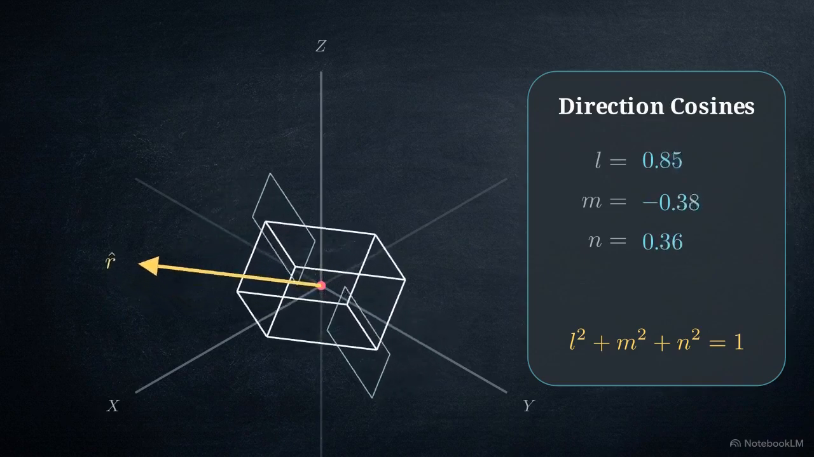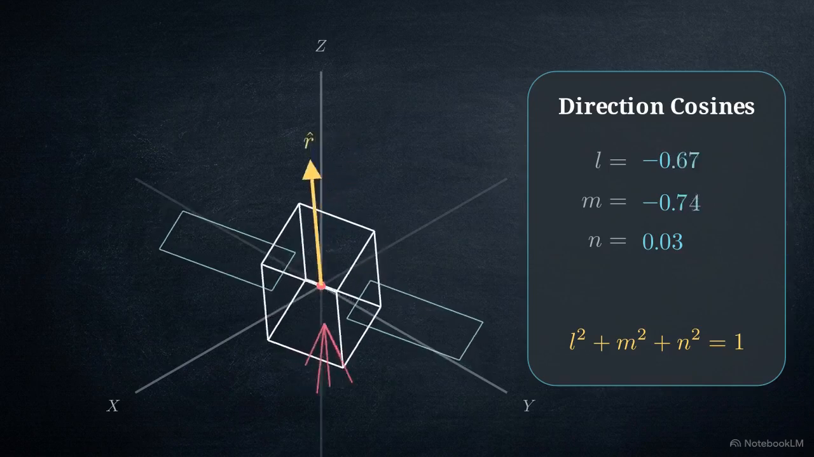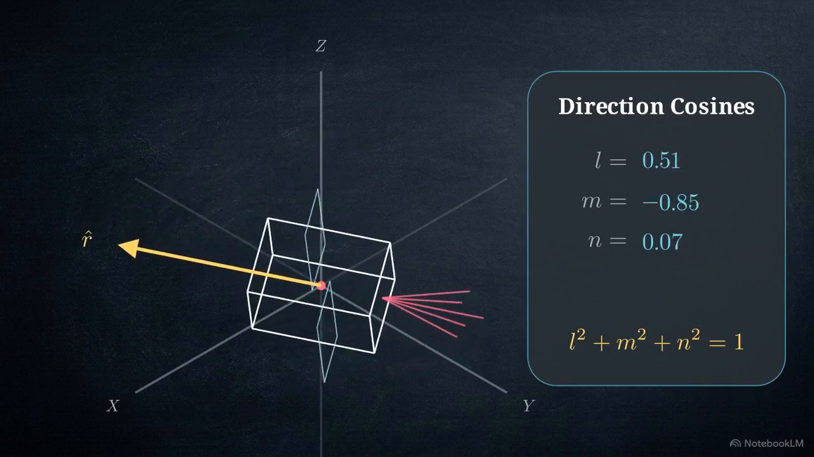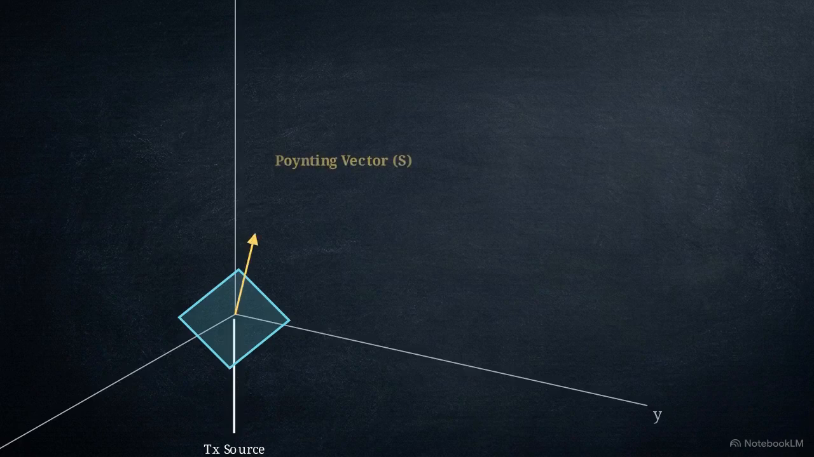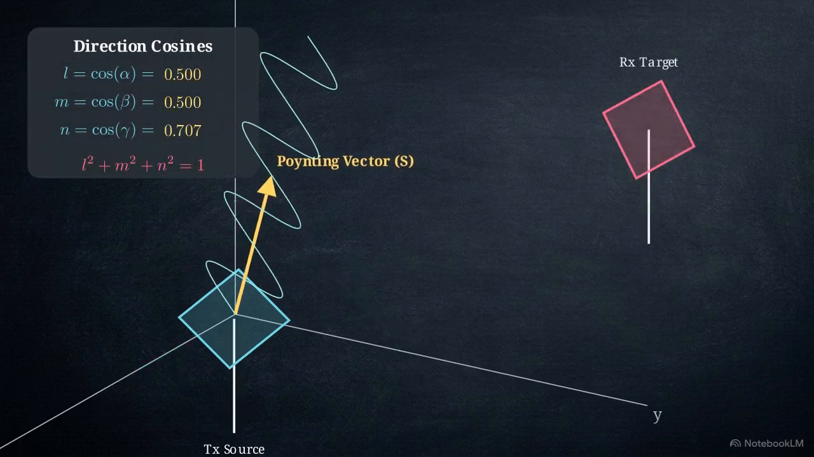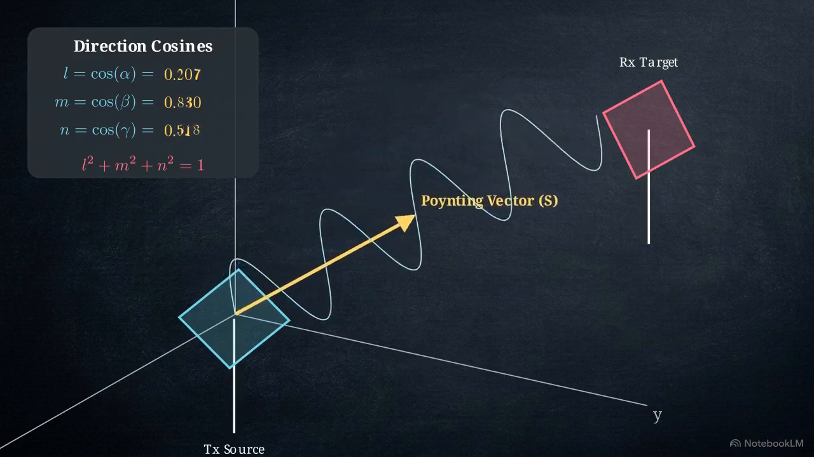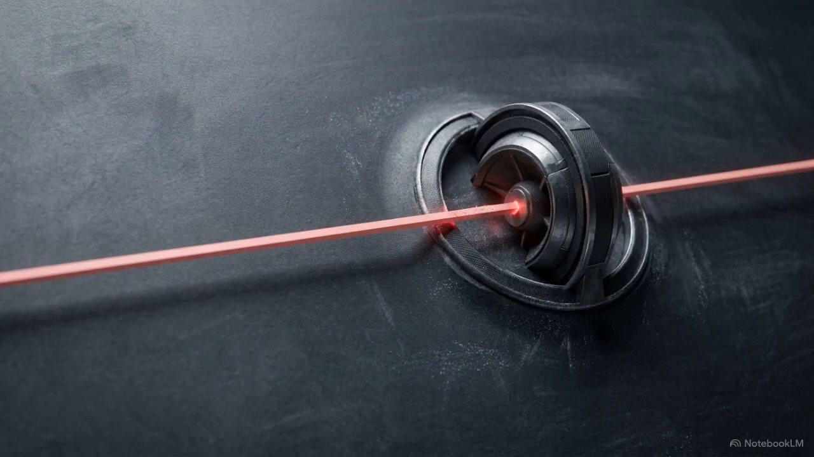Flight computers manipulate the L, M, and N variables to execute pitch, roll, and yaw adjustments, translating the math into physical thrust vectoring. This same logic governs the behavior of electromagnetic energy. The pointing vector dictates the directional flow of energy from an antenna. RF engineers use direction cosines to calculate spatial polarization angles, ensuring the signal is oriented correctly for the receiving hardware. Modern beamforming depends on this precision.